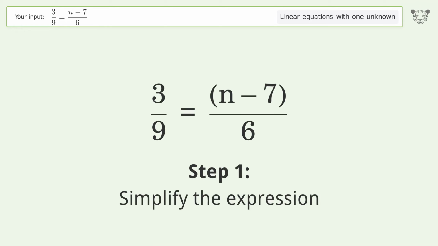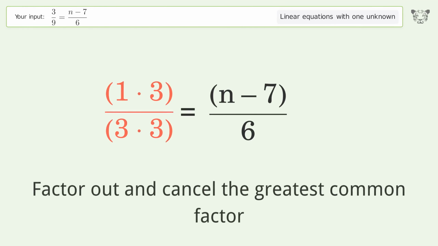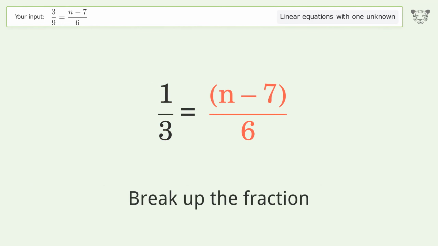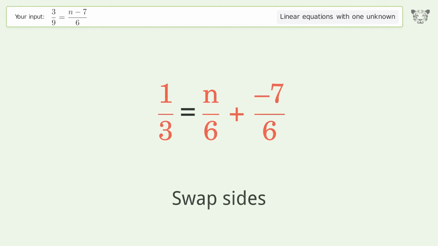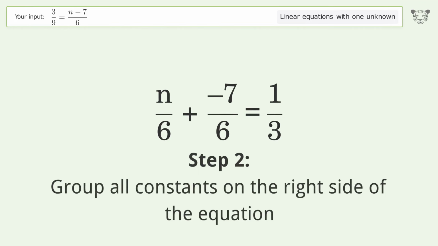Simplify the expression. Find the greatest common factor of the numerator and denominator. Factor out and cancel the greatest common factor. Break up the fraction. Swap sides. Group all constants on the right side of the equation.